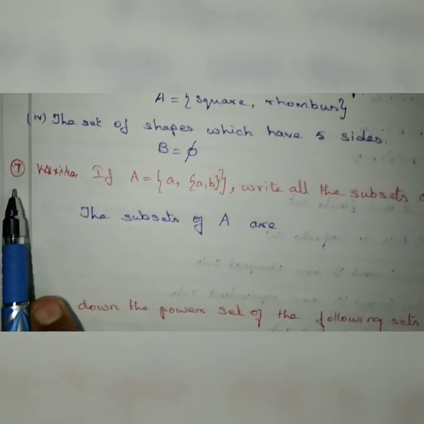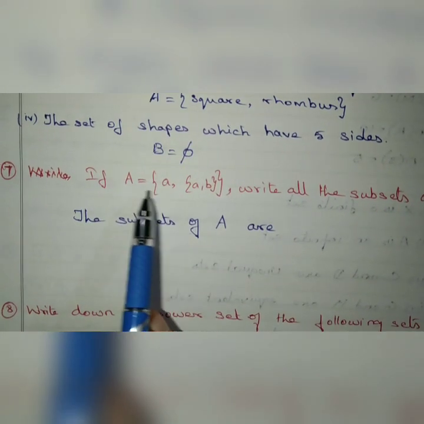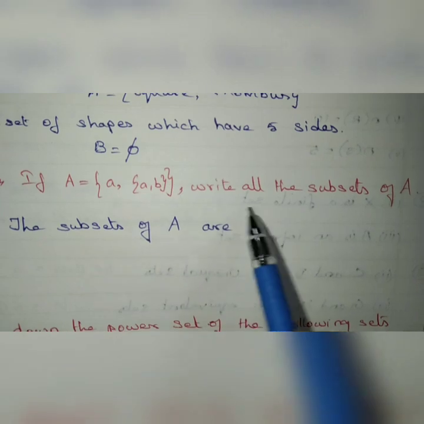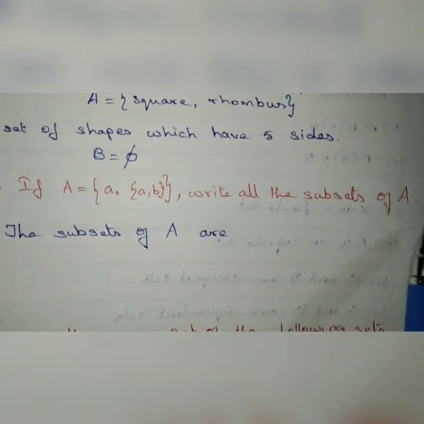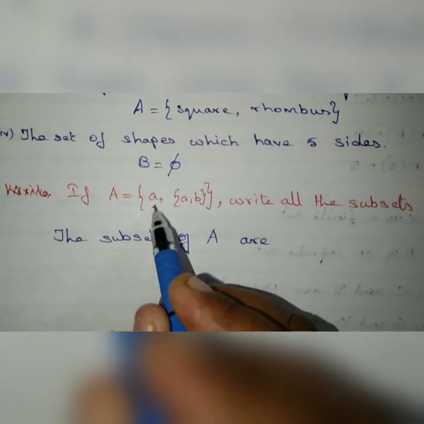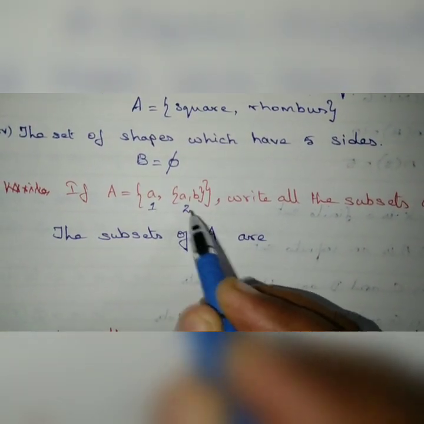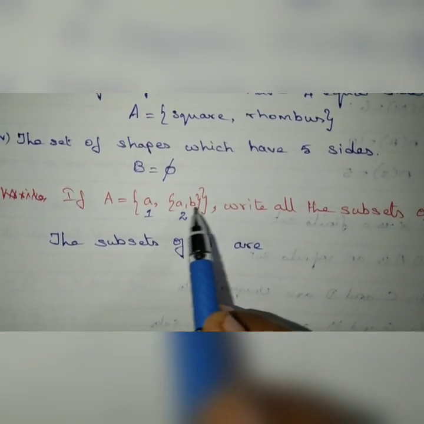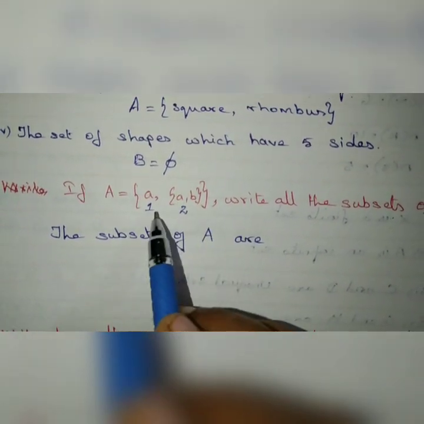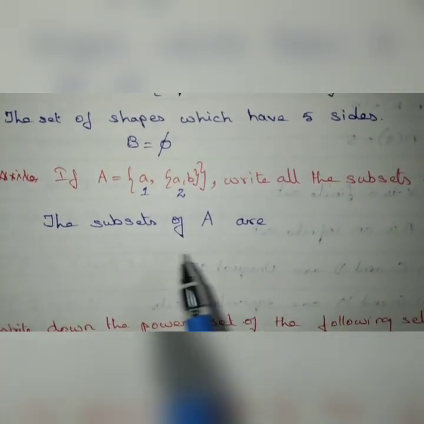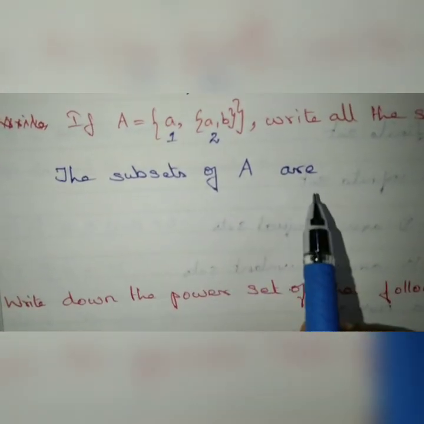Now we will do the seventh sum. If A is equal to {a, b}, write all the subsets of A. See here, A is a set given. This is one element and this is the second element. You don't bother about the fact that the second element has 2 things together. Just consider this as the first element and this as the second element. So we will write: the subsets of A are.